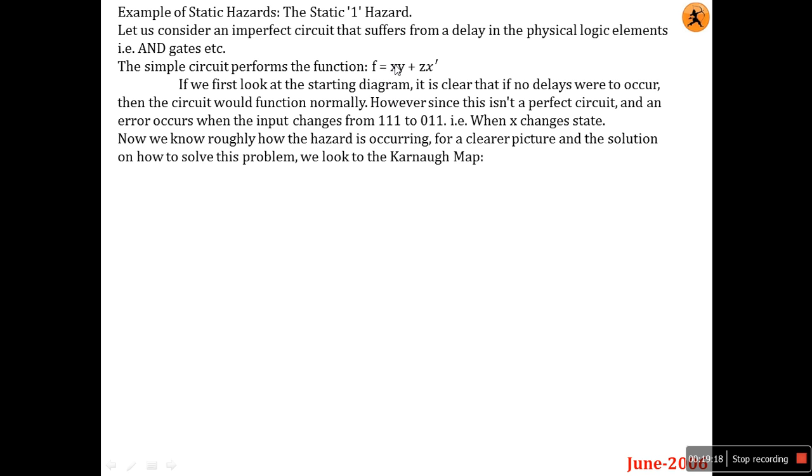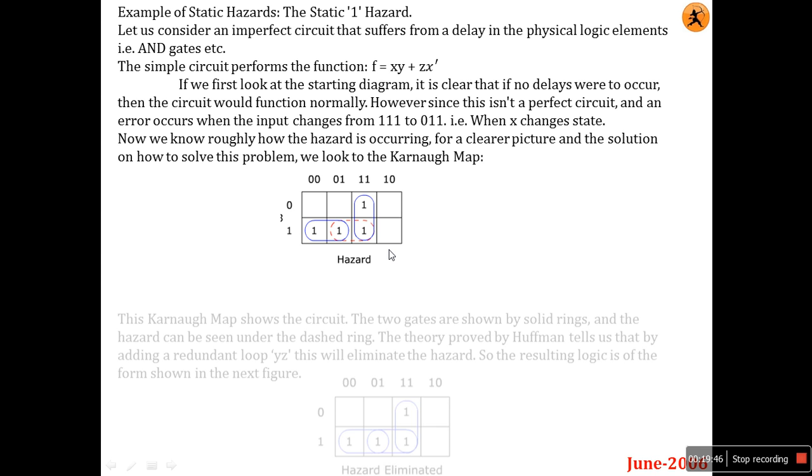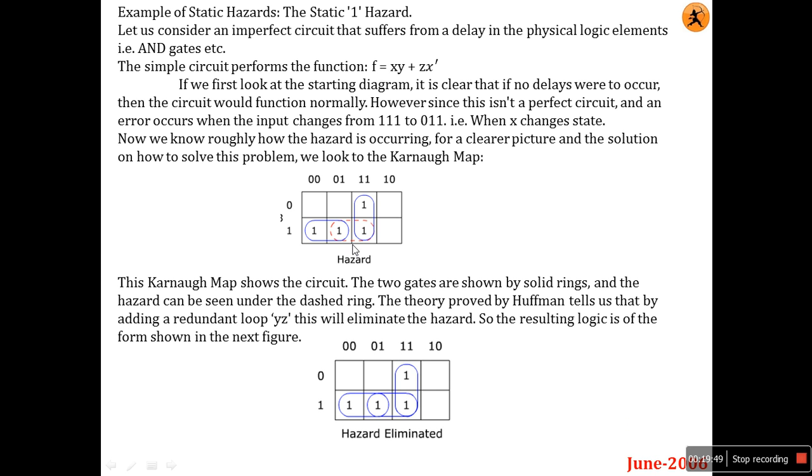Means what? X, Y, Z, X dash will have an error, 11011. How it will be represented, I will show in the below diagram. And X changes the state. Now we know roughly how the hazard is occurring. For a clearer picture of the solution and how to solve this problem, we look at this given 1 1, and 0 1 1, this one. But where the hazard will occur, this is the static hazard.